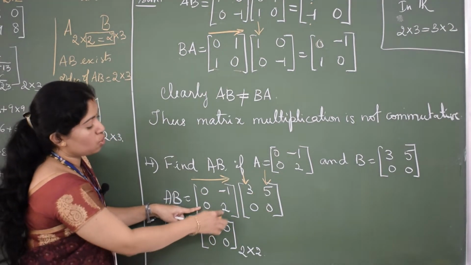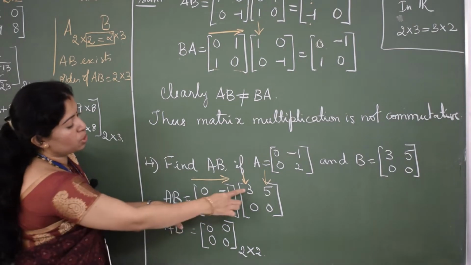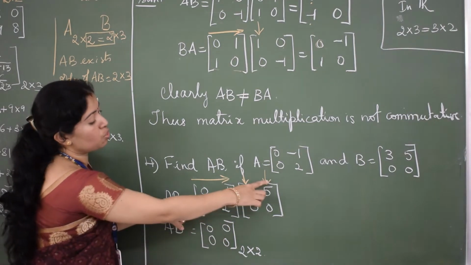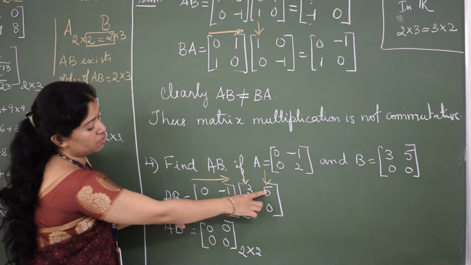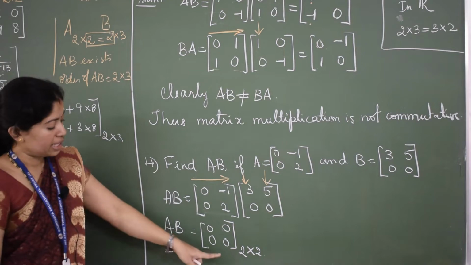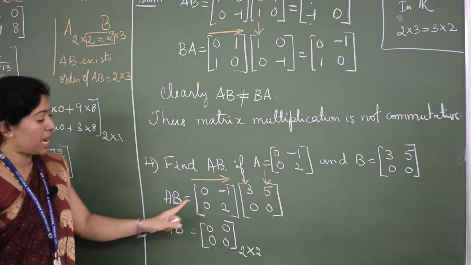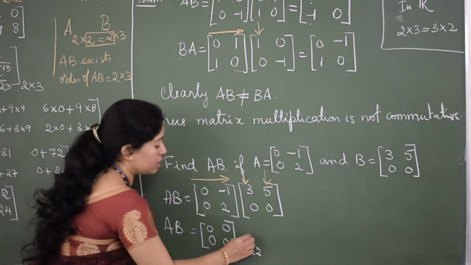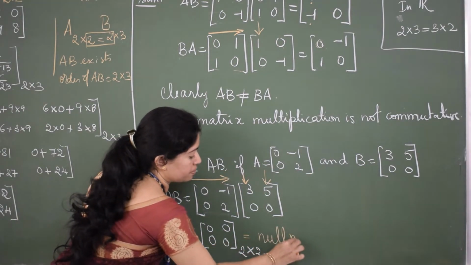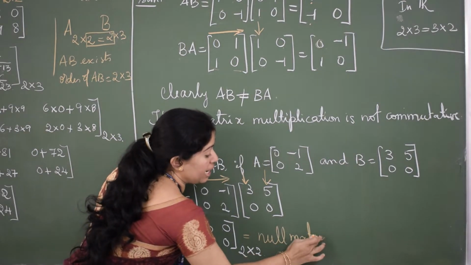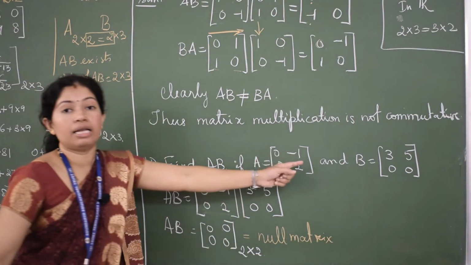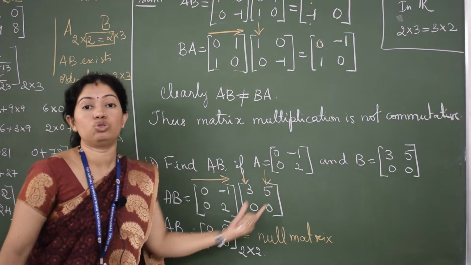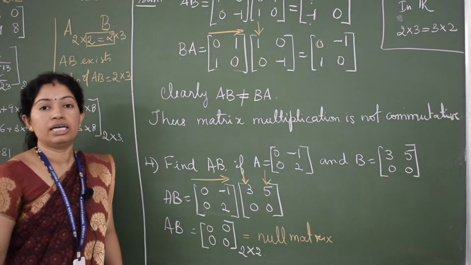Next, second row multiplied with the first column: 0 into 3, 0 plus 2 into 0, 0. Next, second row with the second column: 0 into 5, 0, 2 into 0, that is also 0. So when you multiply these two matrices A and B, we got a null matrix. But here A and B are not null matrices. They are non-zero matrices. But when you multiply those two non-zero matrices, you got a null matrix.